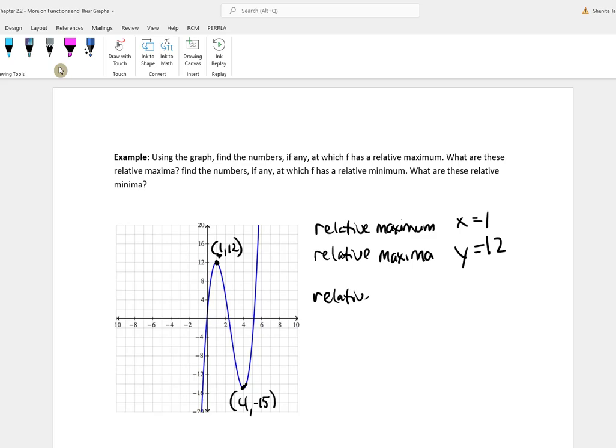Now if we look at the relative minimum, it's the location. This is the bottom. So this location along the x is 4. And then the location on the y will be negative 15.